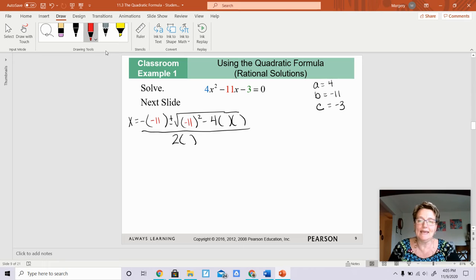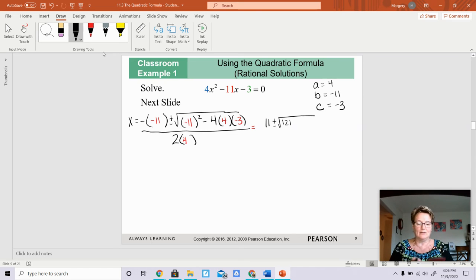And a is 4. And c is negative 3. So once you have put in all the numbers where they're supposed to be, now it's order of operations. A negative times a negative 11 is a positive 11 plus or minus the square root. A negative 11 squared is 121. A negative 4 times negative 3.